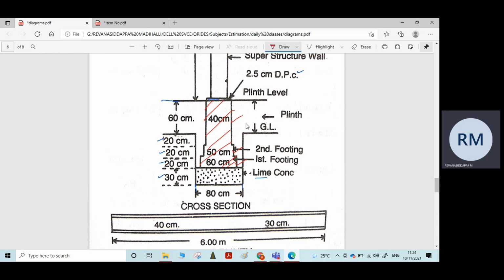While doing the calculation, we have to perform calculation for each and individual step. Now for the first step of the footing, which is having the width of 60 centimeter and depth of 20 centimeter, we will do the calculation. For the second step, similarly we will do the calculation, and similarly for the plinth wall. Adding all together, you will get the total quantity of the first class brickwork in foundation.